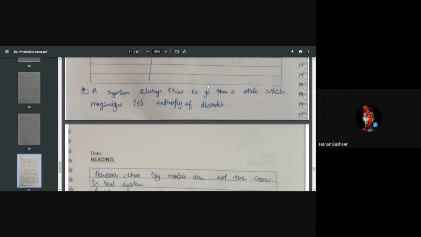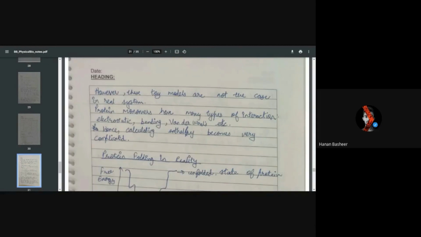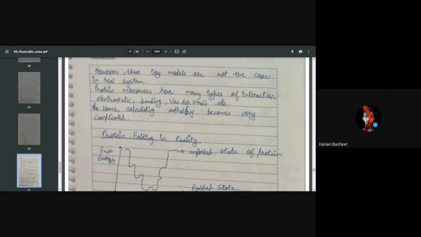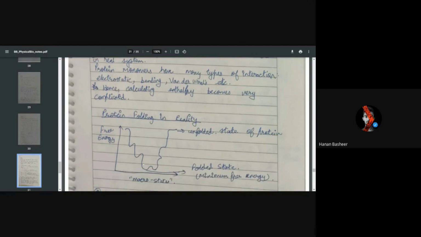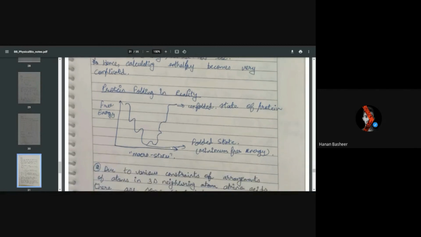A system always tries to go into a state which maximizes its entropy or disorder. But these toy models are not the case in the real system. In the real world, there are more complex systems which are governed by other types of interactions, like electrostatic bonding and van der Waals attraction. So if this is a protein, then it is folding. We observe that it will have the least energy when it is folded into the last state, like in the quaternary or the supermolecular state.